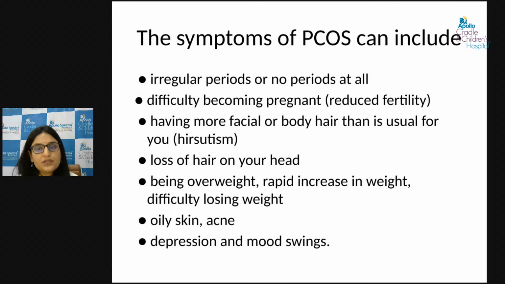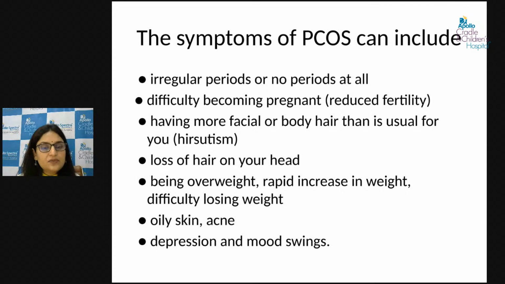The symptoms of PCOS can include irregular periods or no periods at all. Difficulty becoming pregnant, as I said, infertility is the most common thing. Having more facial hair or body hair than usual, which is called hirsutism. Loss of hair on your head: normally during your childbearing age, with the effect of estrogen and progesterone, the hair on your scalp should be good. But here, because of the imbalance of male hormones in your body, there may be chances of hair loss from your scalp and abnormal hairs on your skin.